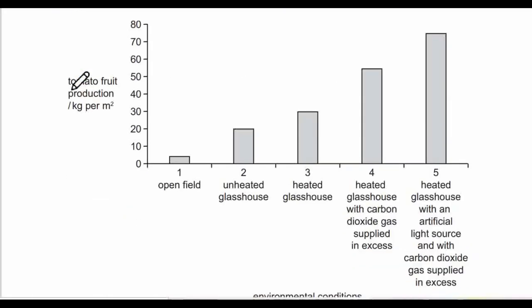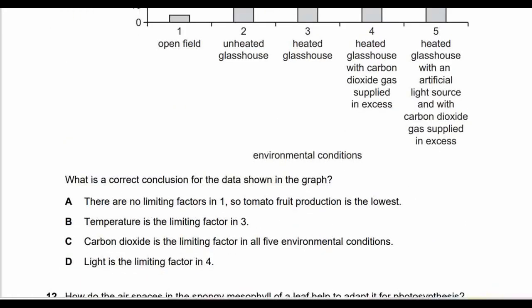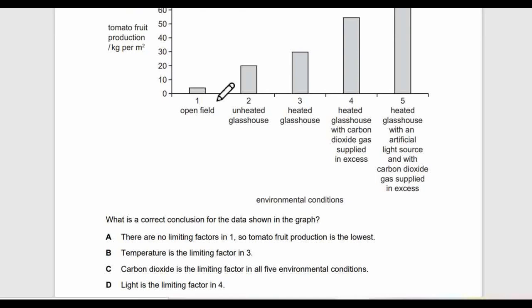Question 11. Tomato fruit production was measured in 5 different environmental conditions. What is the correct conclusion for the data shown in the graph? A. There are no limiting factors in 1. So tomato production is the lowest. B. Temperature is the limiting factor in 3. And here, if temperature is the limiting factor in 3, then it is a heated glass house, same with 4, but 4 is more because there is a supply of excess carbon dioxide. So in 3, it is limited by carbon dioxide, so not temperature.